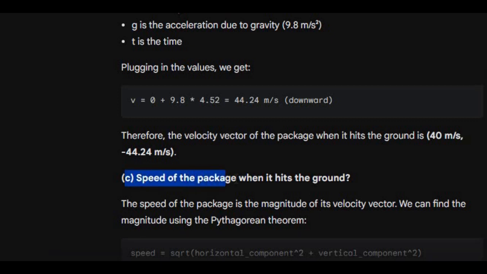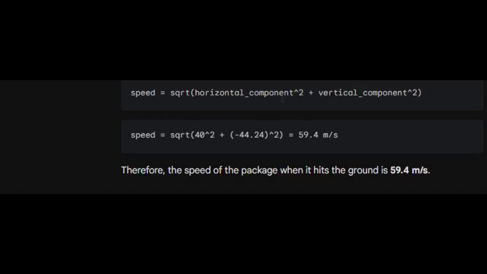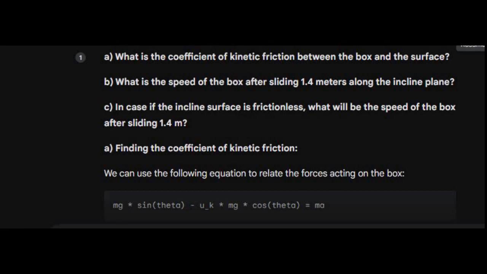C. Speed of the package when it hits the ground. The speed of the package is the magnitude of its velocity vector. We can find the magnitude using the Pythagorean theorem. Speed = sqrt(horizontal_component² + vertical_component²). Speed = sqrt(40² + (-44.24)²) = 59.4 meters per second. Therefore, the speed of the package when it hits the ground is 59.4 meters per second.